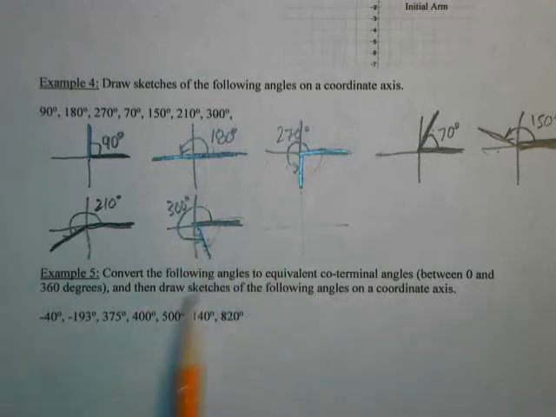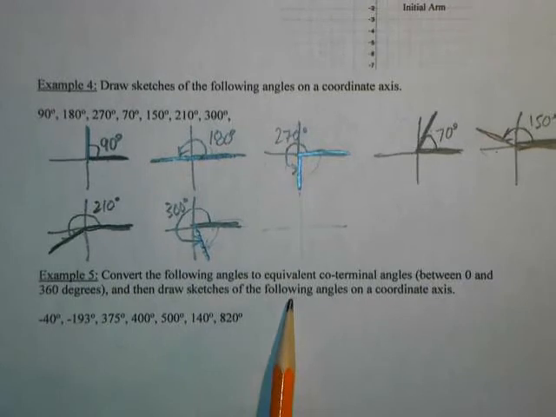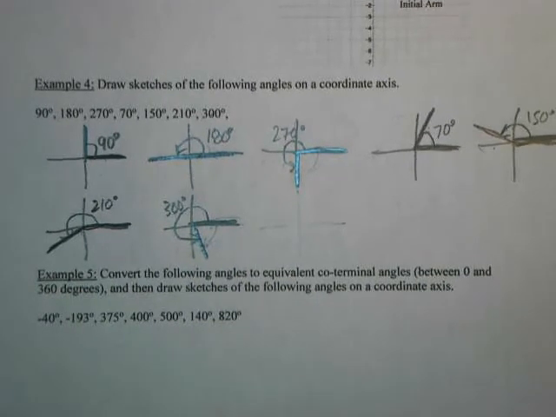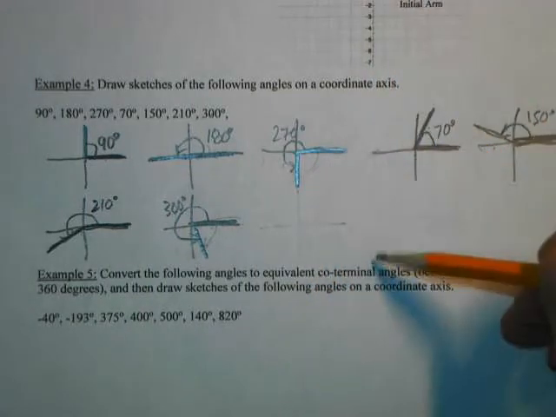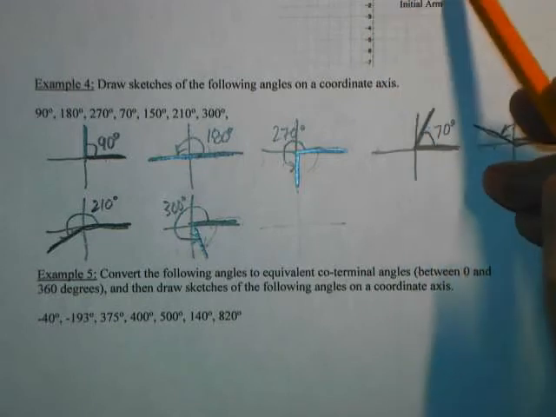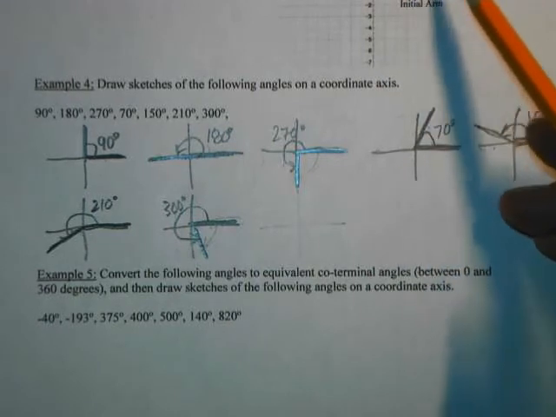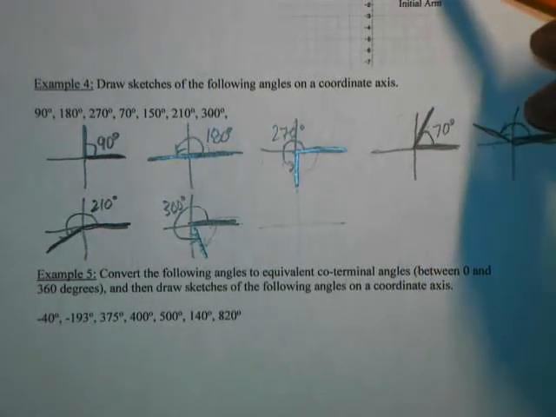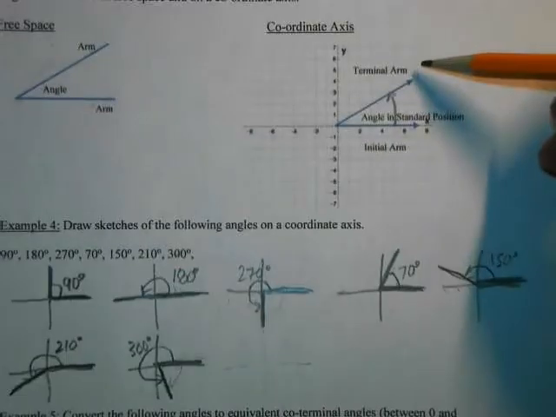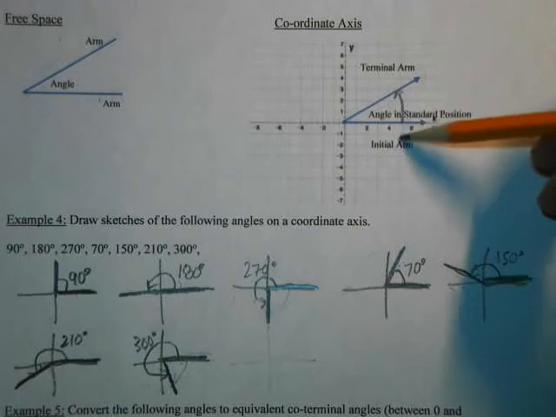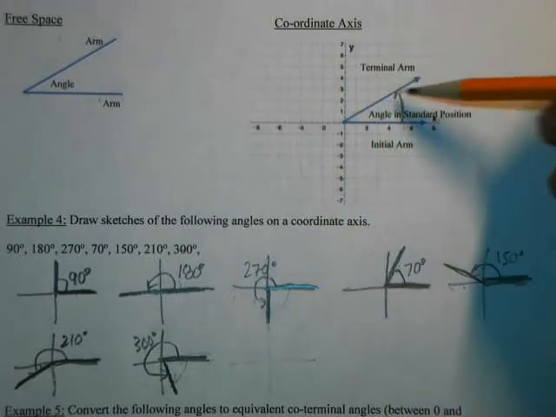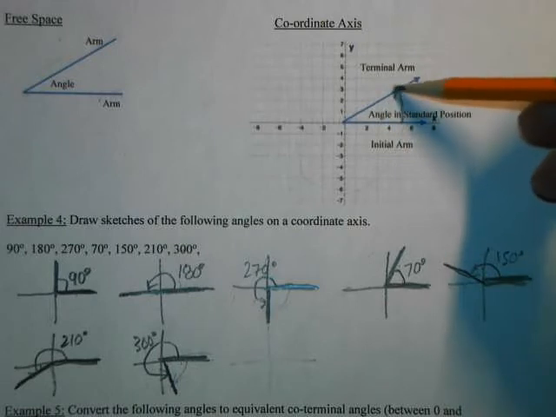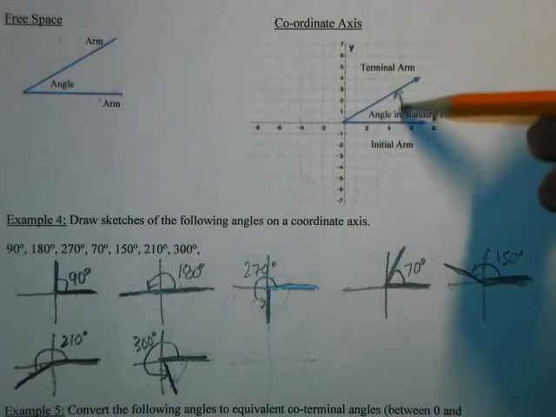Okay, and that's what this next section is. We call these coterminal angles. Remember we just talked about terminal arm. Coterminal angles means it has the same terminal arm, but you may go about getting there in a different way. For example, instead of going counterclockwise, if I went clockwise this way, that would be, say for example, negative 300 degrees, which would be the same as 60 degrees.